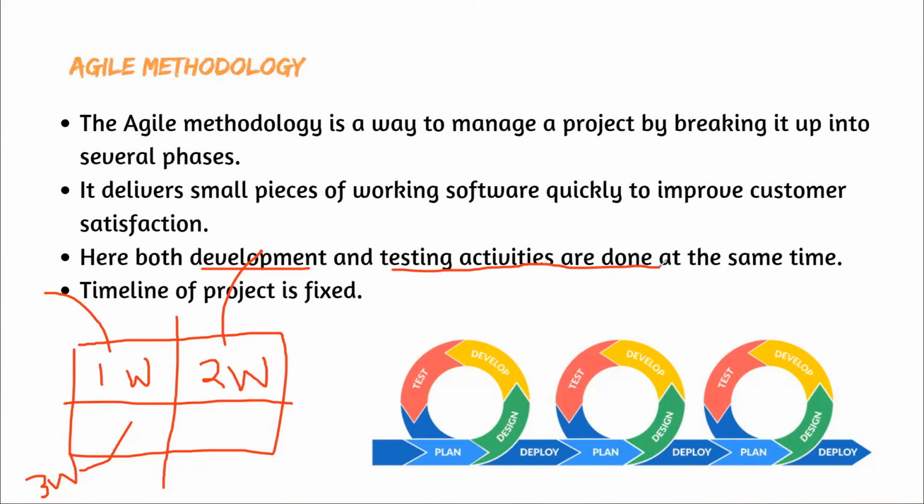The tester will test the new code. Again in the third week, he will give some more new code, and they will test the source code, or not, sir? This is what you call the agile model. Which model? So is the difference between waterfall and agile clear or not, sir?